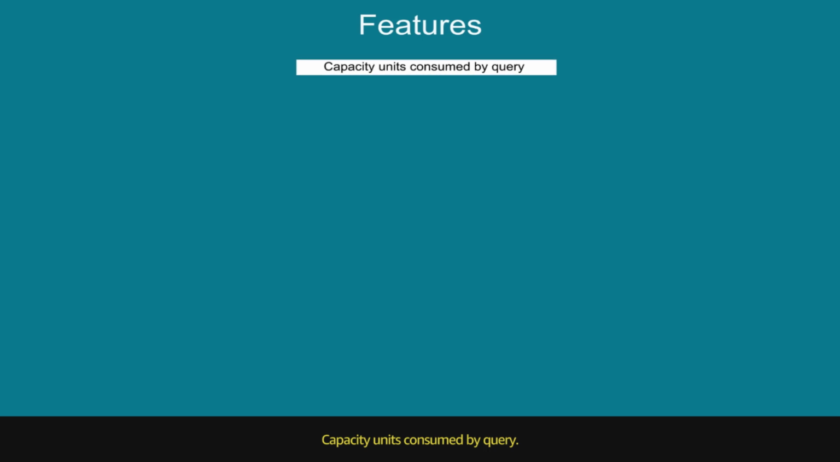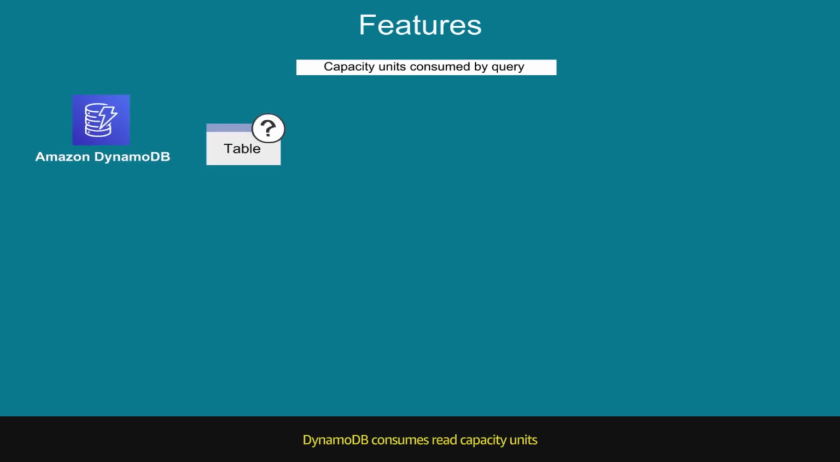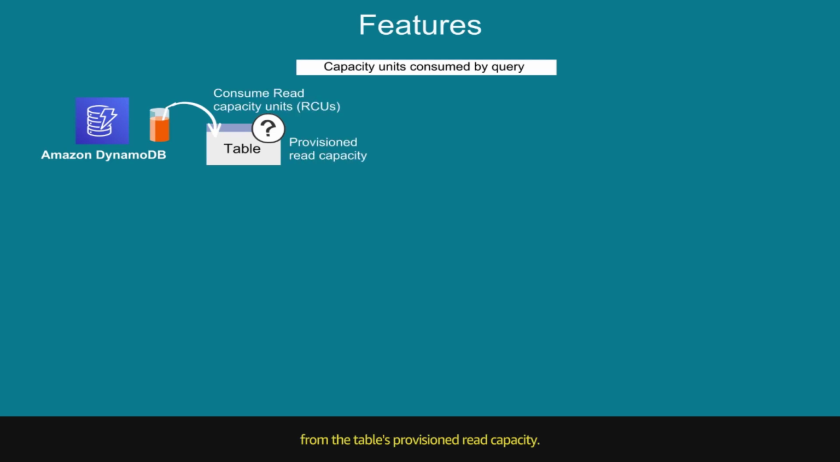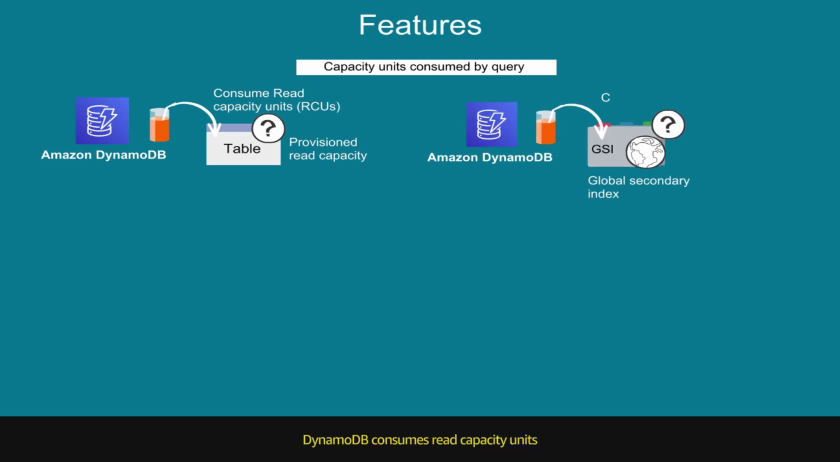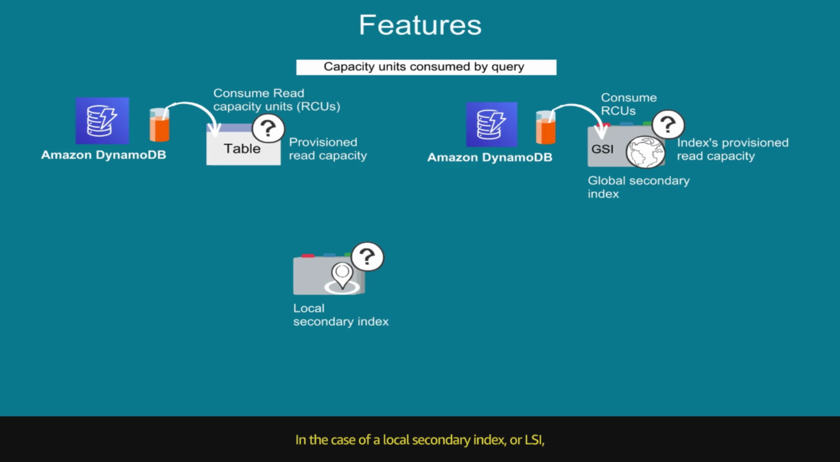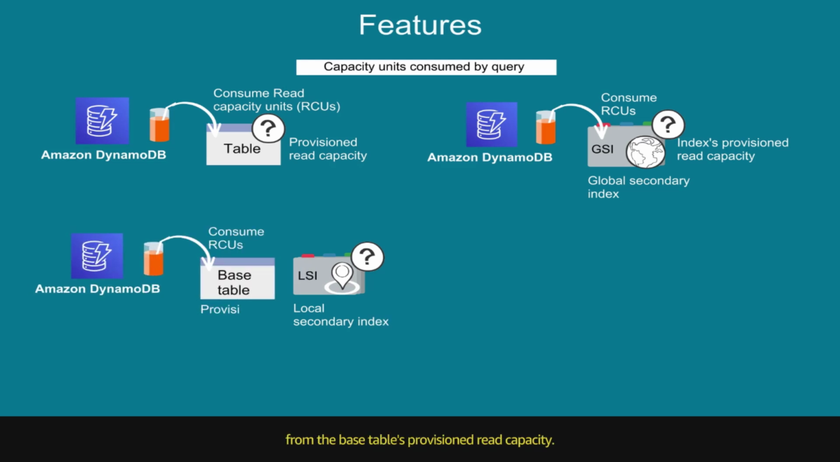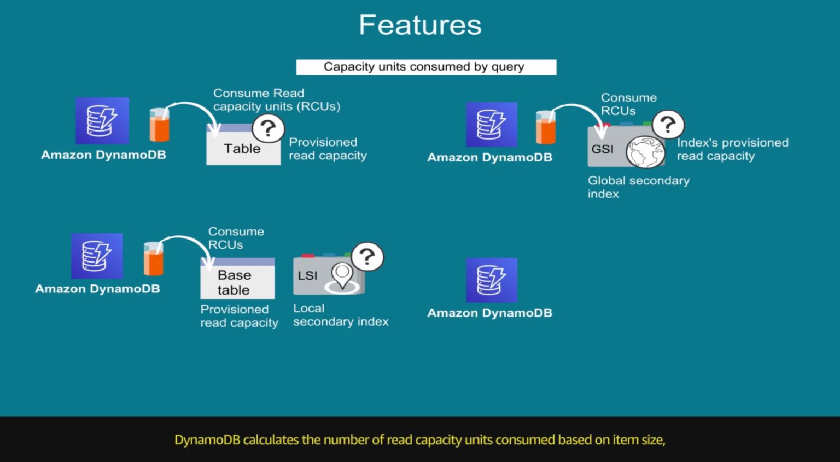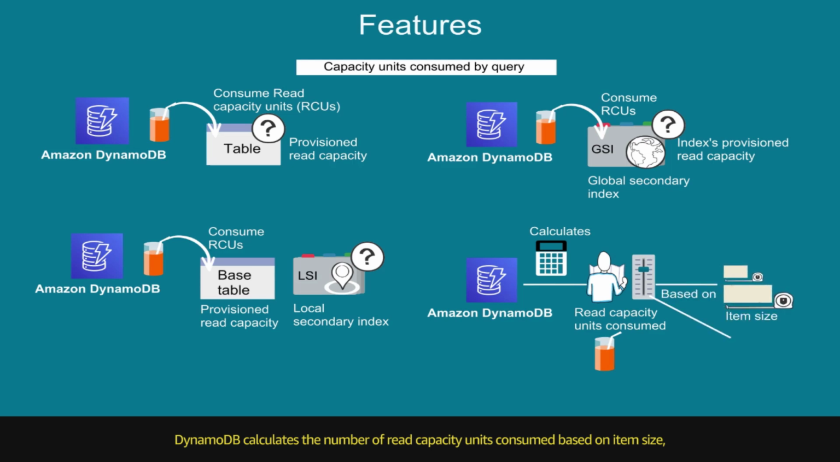Capacity units consumed by query. If you query a table, DynamoDB consumes read capacity units from the table's provisioned read capacity. If you query a global secondary index (GSI), DynamoDB consumes read capacity units from the index's provisioned read capacity. In the case of a local secondary index (LSI), DynamoDB consumes read capacity units from the base table's provisioned read capacity. DynamoDB calculates the number of read capacity units consumed based on item size, not on the amount of data that is returned to an application.